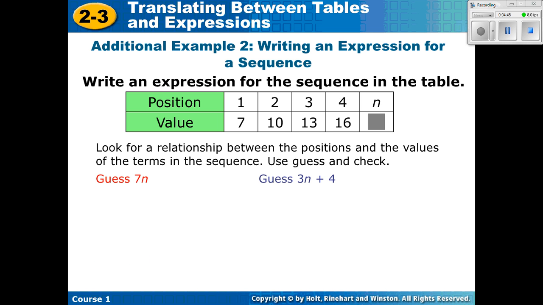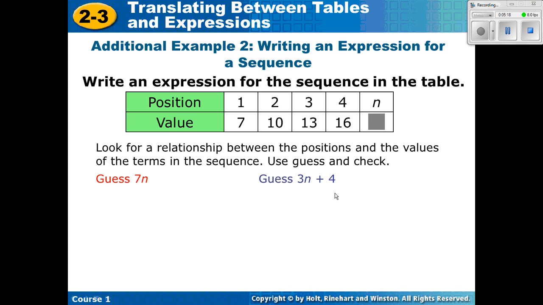So I'm going to guess 7n over there in red. So 7 times n, which would be all of the numbers that are in the top row for the position. So 7 times 1 is 7. Well, that works. But let's try the next position. 7 times 2. Well, that's not 10, so I know that that one's not going to work. So we can go ahead and cross that one off.